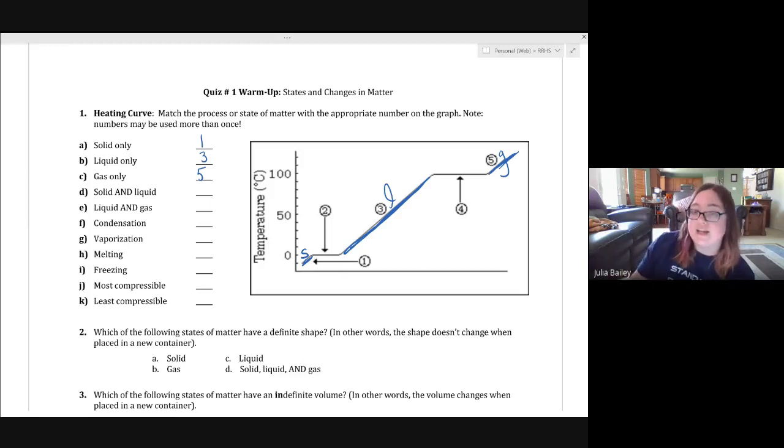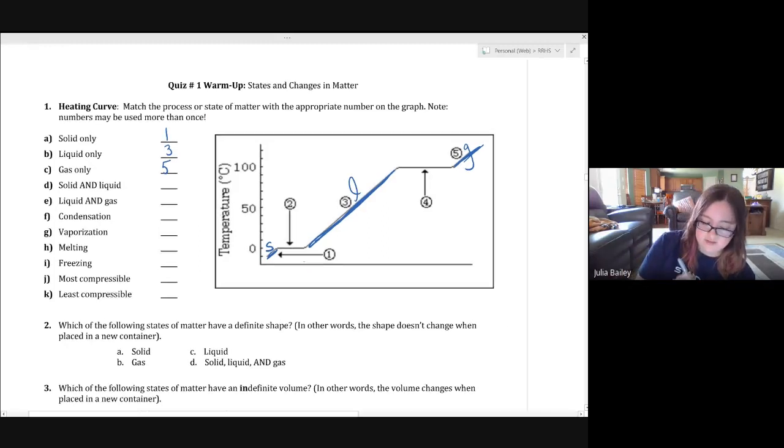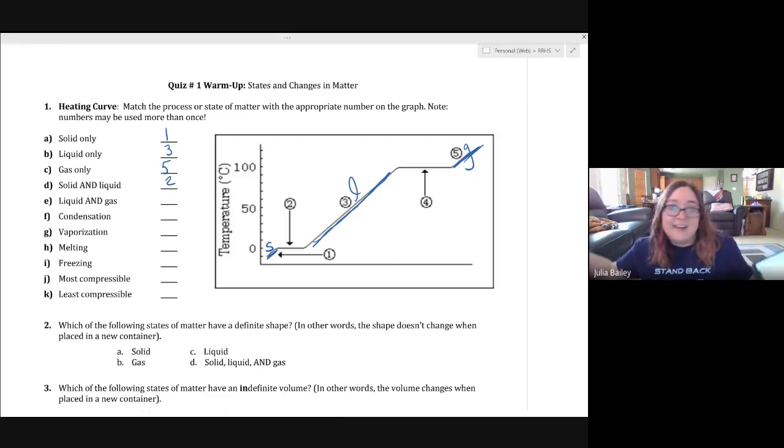For instance, solid and liquid together. Well, if 1 is just solid and 3 is just liquid, gee, where do you think both of them are going to be? How about in between? And that should make sense, because when ice is melting, there's usually both ice and water in the cup. Oh, that's a solid and a liquid together. Ta-da!